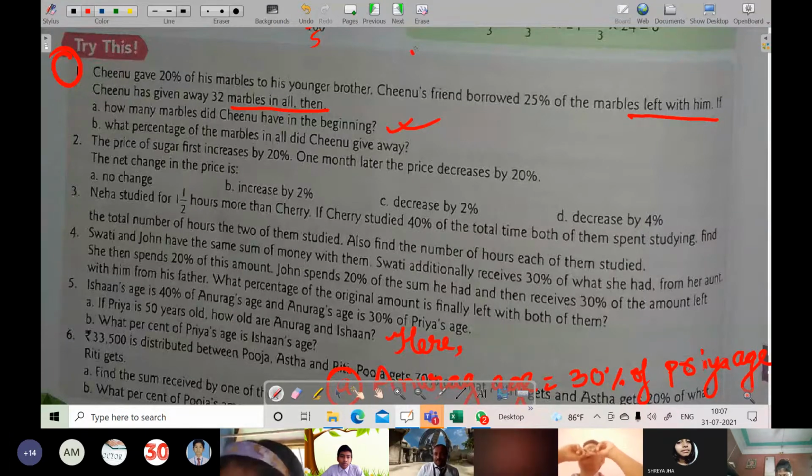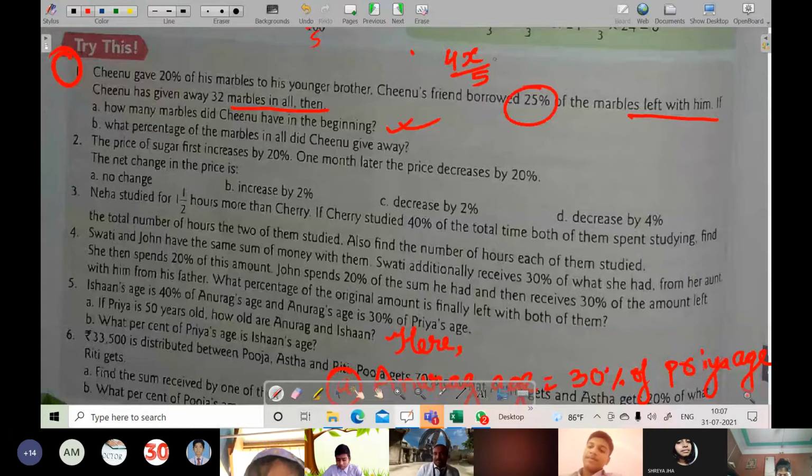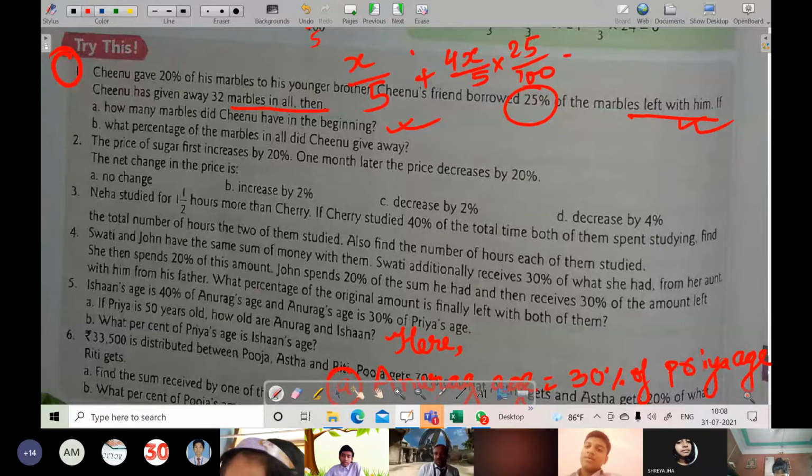Yes, x by 5 he has given. So the left marbles are x minus x by 5, that is 4x by 5. And from that 4x by 5, again 25% he has given to his friend. So if you add this plus x by 5 and set it equal to 32, you will get the value of x.